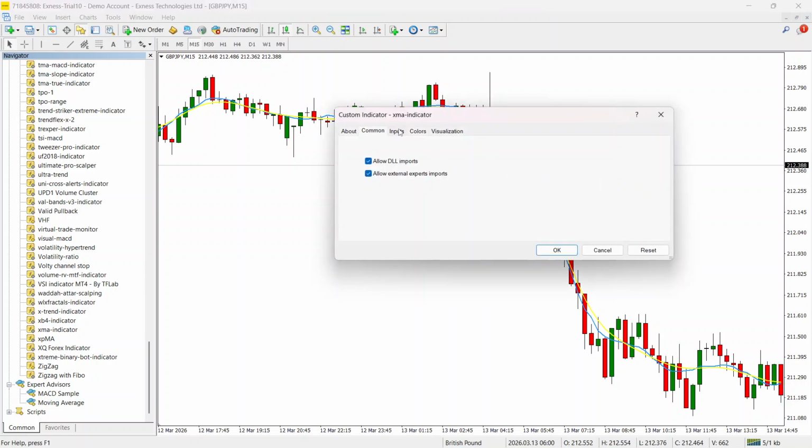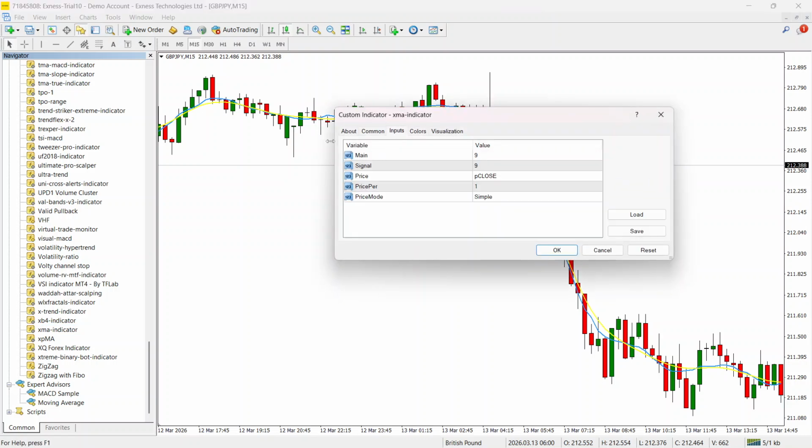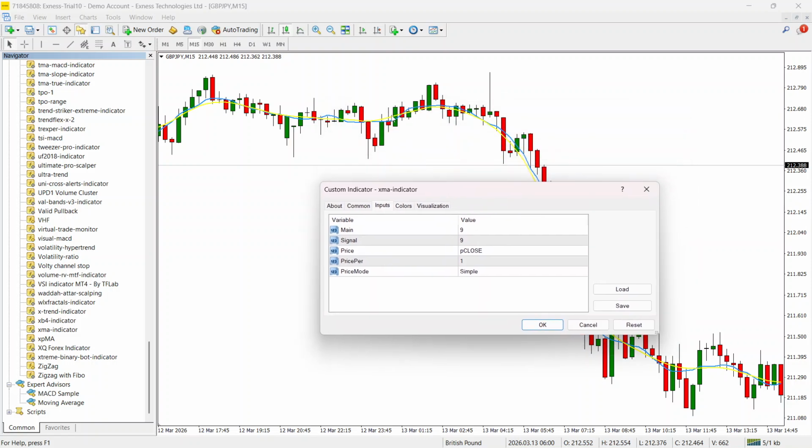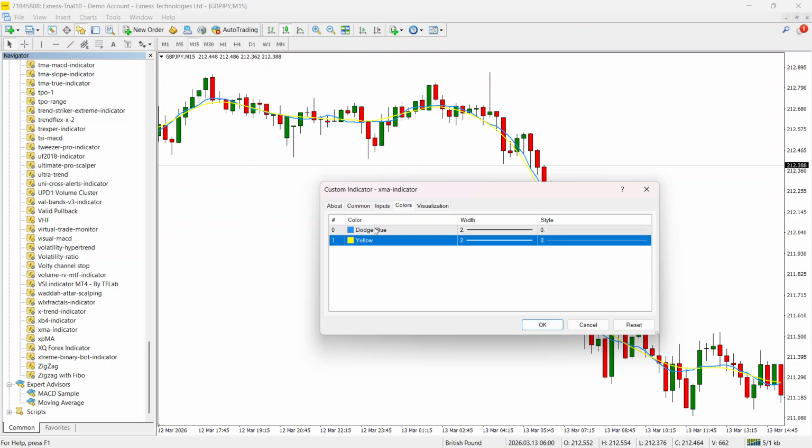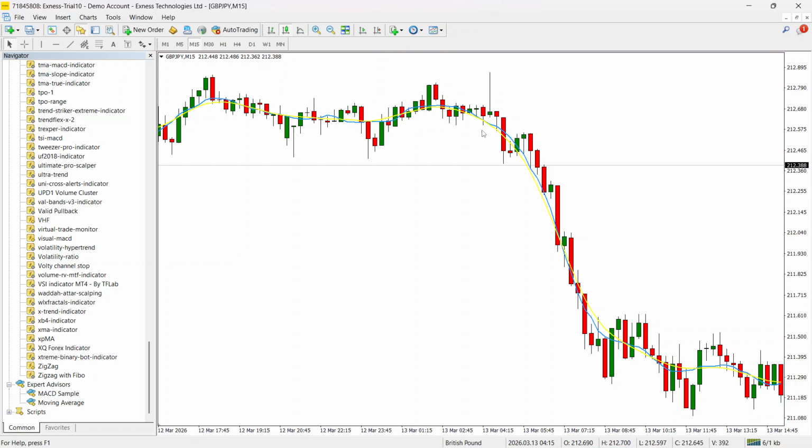So let's go over to its settings. We have the main line, which is the blue line, and the signal line, which is the yellow line. We also have the price and the price mode. We also have the color for the main and signal line, which we can adjust.